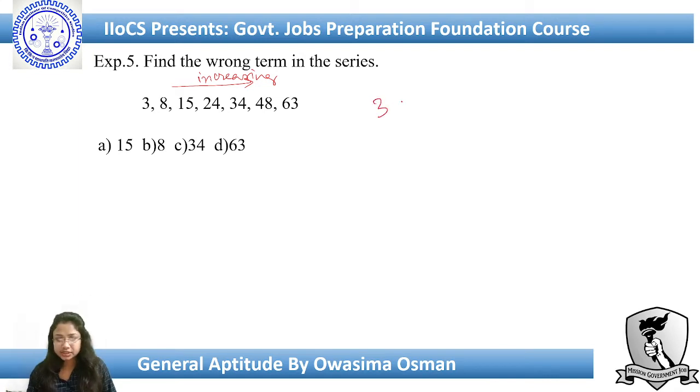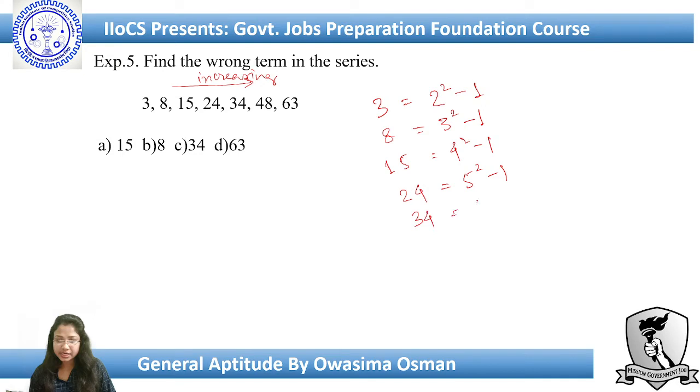So 3 we can write as 2 square minus 1. 8 we can write as 3 square minus 1. 15 we can write as 4 square minus 1. 24 we can write as 5 square minus 1. 34 we can write as 6 square minus 2. 48 we can write as 7 square minus 1. And 63 we can write as 8 square minus 1.